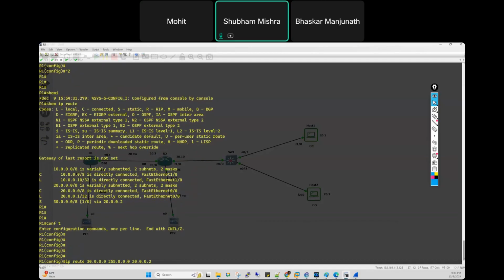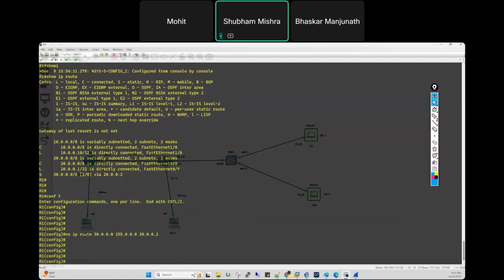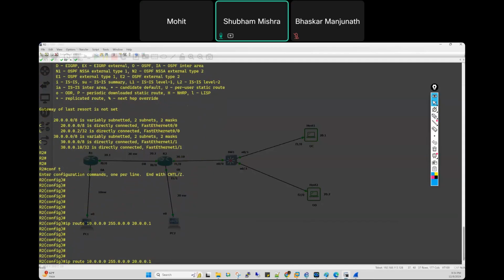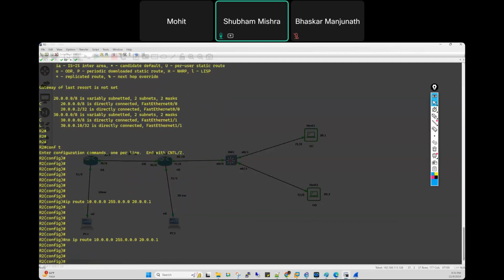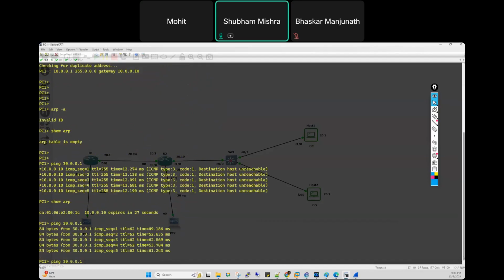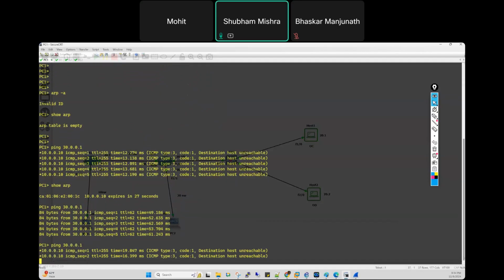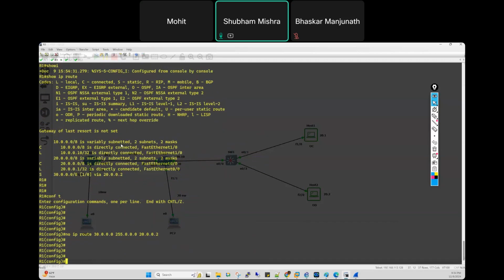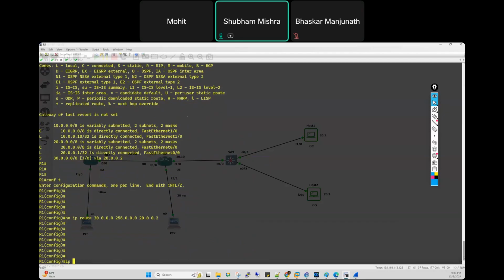Okay. Now I am removing this from R1 and also from R2. I have removed it. Now ping and see, will you be able to ping? Destination host is unreachable. Yes. Now come to R1. I'm writing the same command, but here I am using the exit interface, that is FastEthernet 0/0. Done, yes or no?